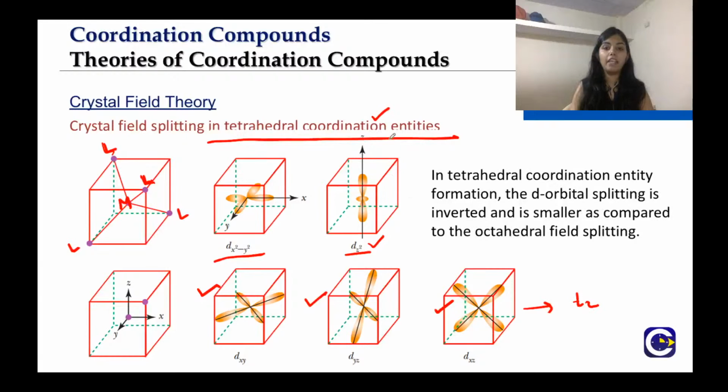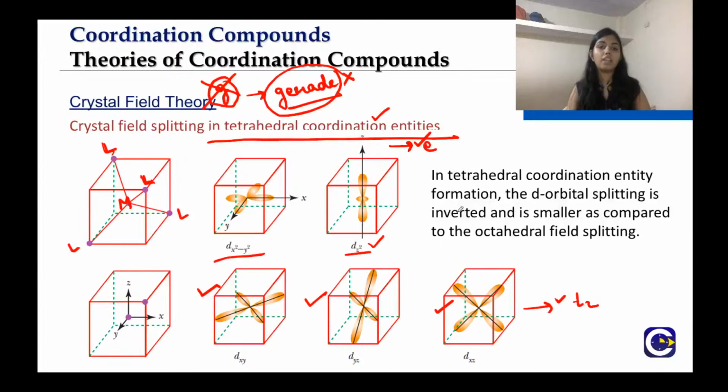T2 and E. Remember that for tetrahedral entities, we do not use the g subscript. We do not write them as T2g or Eg, rather we simply use T2 and E. The reason is there in the higher classes. You don't need to focus on this reason. Just remember that g stands for gerade. So g is not used in the case of tetrahedral complexes. You will simply use T2 and E.